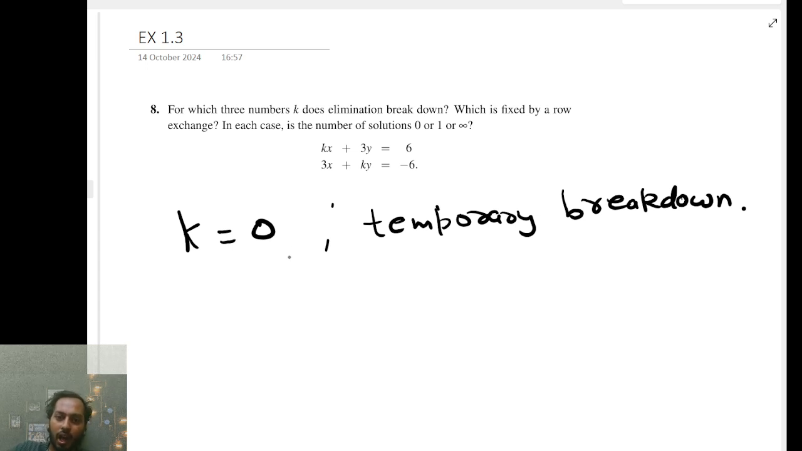Now tell me what could be the permanent breakdown here. Can you help me write down the matrix? It's k, 3, 3, k.